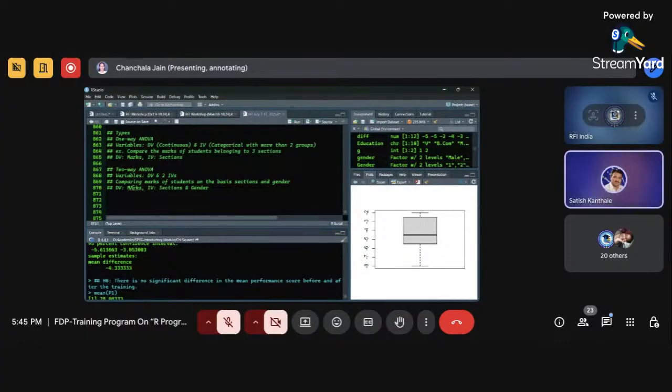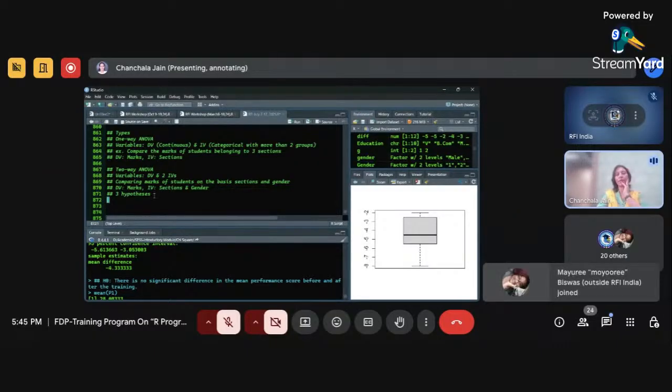In this case, you need to see how we will formulate the hypotheses. The total number of hypotheses will be 3, so we will make 3 null hypotheses. The 3 hypotheses will be: one for marks and sections, second for marks and gender, and third for marks and both the independent variables together. In these combinations, you need to prepare a total of 3 null hypotheses. Is it clear?